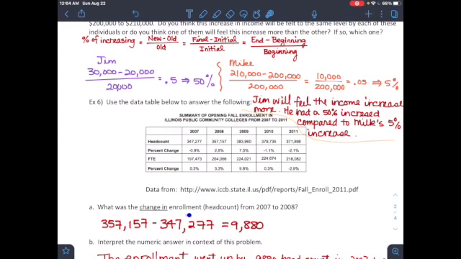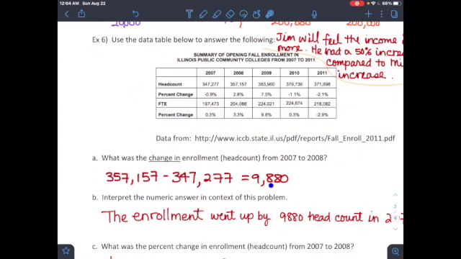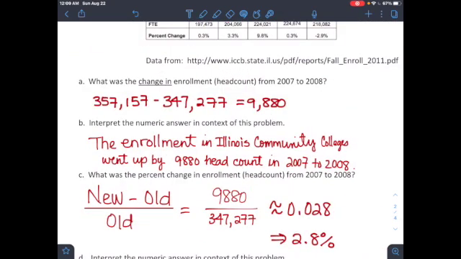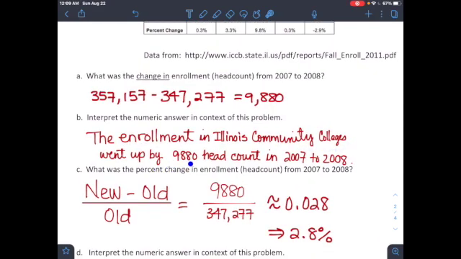What was the change in enrollment from 2007 to 2008? So for the enrollment change 2007 to 2008, here's the number. What you're going to do is subtract them, and that gives me 9,880. Question letter B: interpret the numerical answer in the context of this problem. It is going to be the title. The enrollment in Illinois Community Colleges went up by 9,880 headcount from 2007 to 2008.